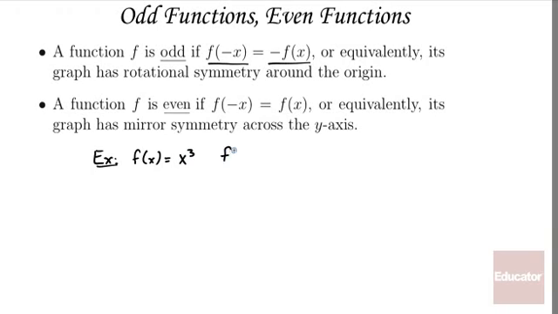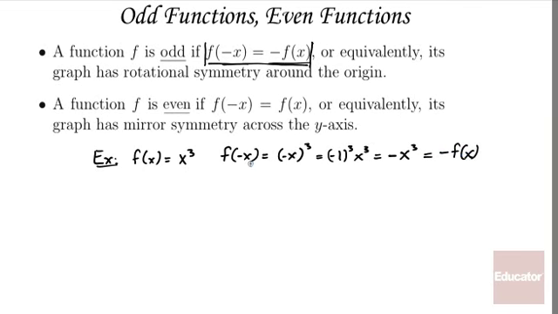Well, let's try f of negative x here. I'm going to check this definition of odd function. So f of negative x, that means you plug negative x into the function. So that's negative x quantity cubed, which is negative 1 cubed times x cubed. Negative 1 cubed is negative 1, so that's just negative x cubed. And that's the negative of the original f of x. So for x cubed, f of negative x is equal to negative f of x, which means it's an odd function.